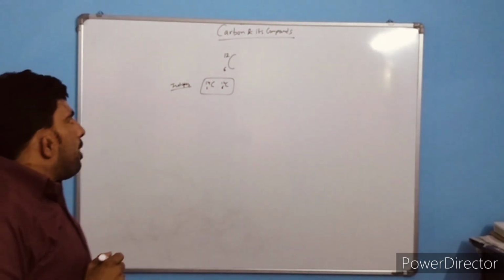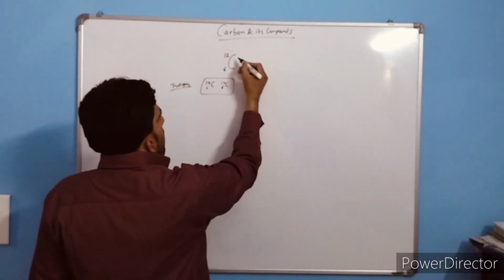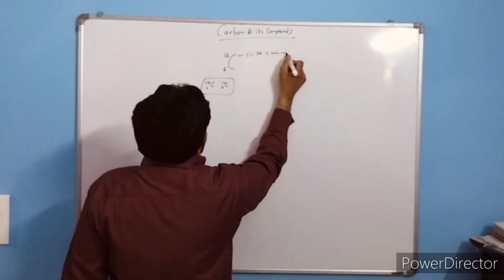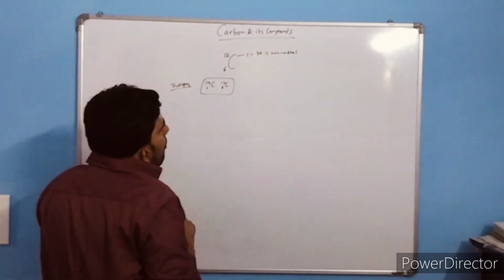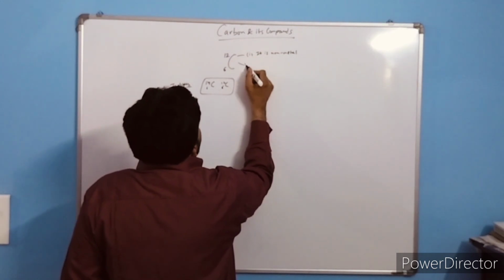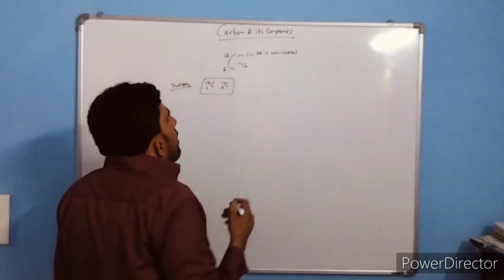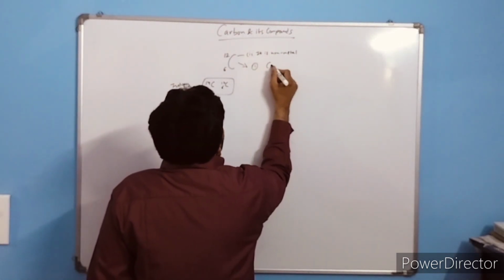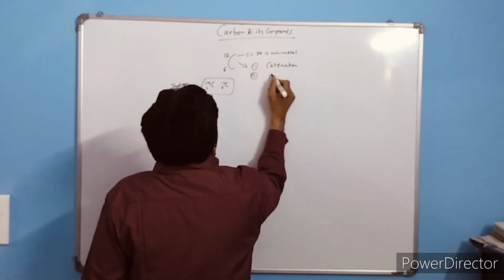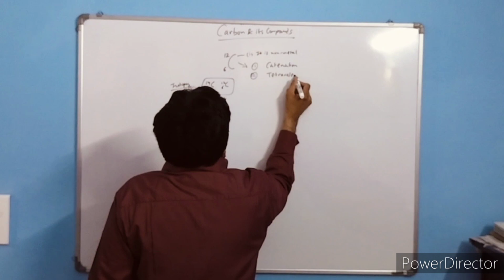Now, the most important thing we are discussing is that carbon is a non-metal. More things we have to discuss: it possesses two most important properties. First one is catenation. Second one is tetravalency. Now, what do these two properties mean?